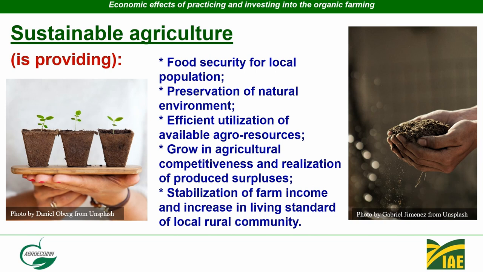Sustainable agriculture has to meet the interest of all stakeholders active in the sector of agriculture. In order to do it, it has to provide: A. Food security for local population related to quality, quantity, and structure of offered agro-food products. B. Preservation of natural environment. C. Growth in agricultural competitiveness and realization of totally produced surpluses. D. Efficient utilization of available agro-resources. And E. Stabilization of farm income and increase of the living standard of overall local rural community.